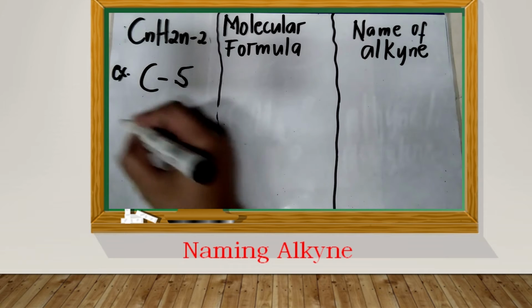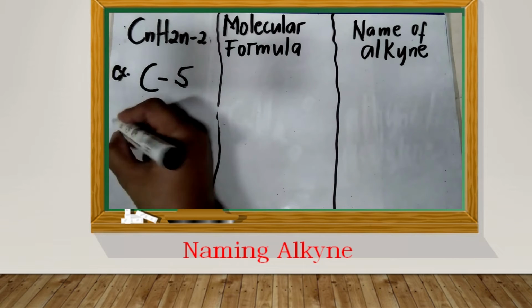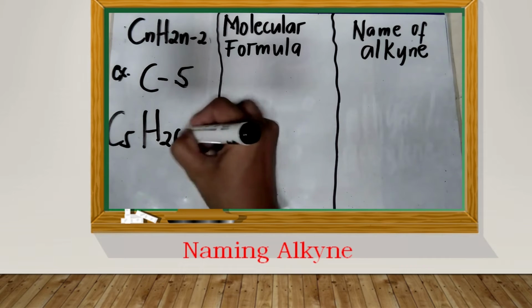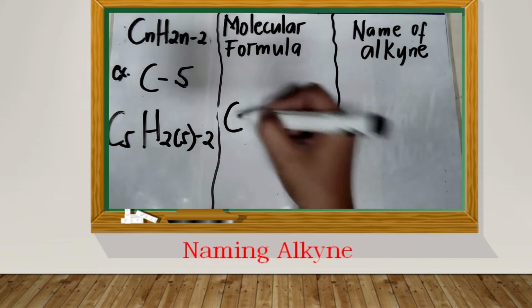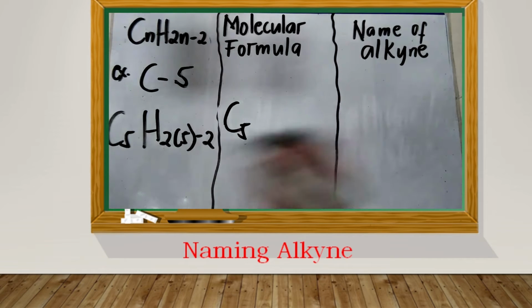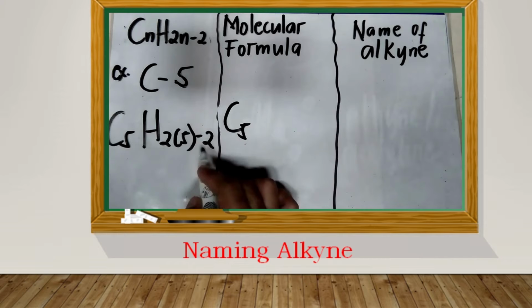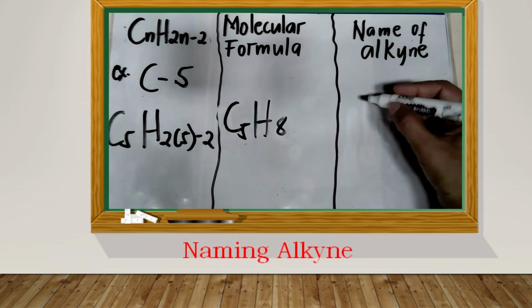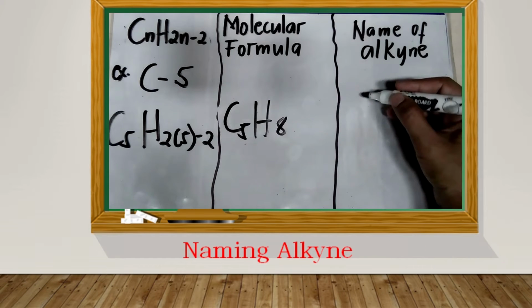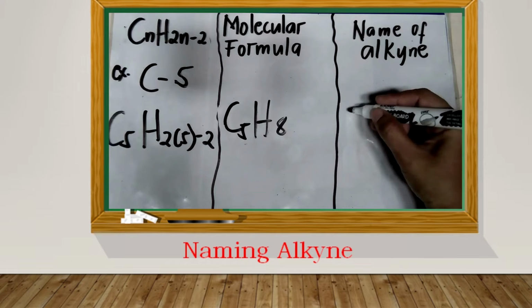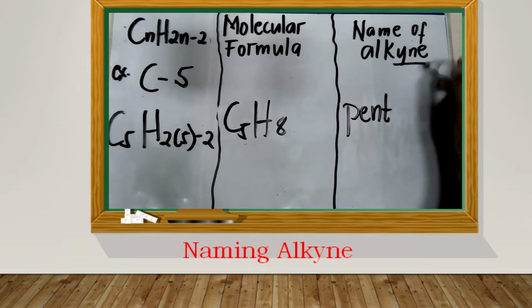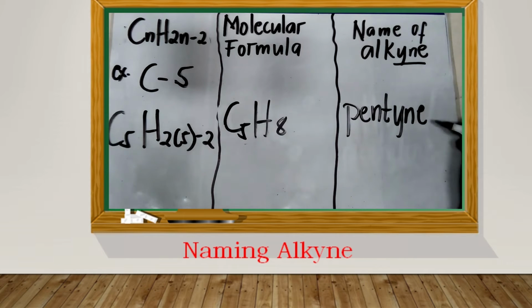Okay, so we have carbon 5. Substituting the given number of carbon, we have C5, H 2 times 5 minus 2. So the molecular formula will be C5, with 2 times 5, that is 10, minus 2, that is 8. So what is the name of this alkyne? Since it consists of 5 carbon atoms, the stem is pent. Then just add -yne. So the name of the alkyne is pentyne for C5H8.